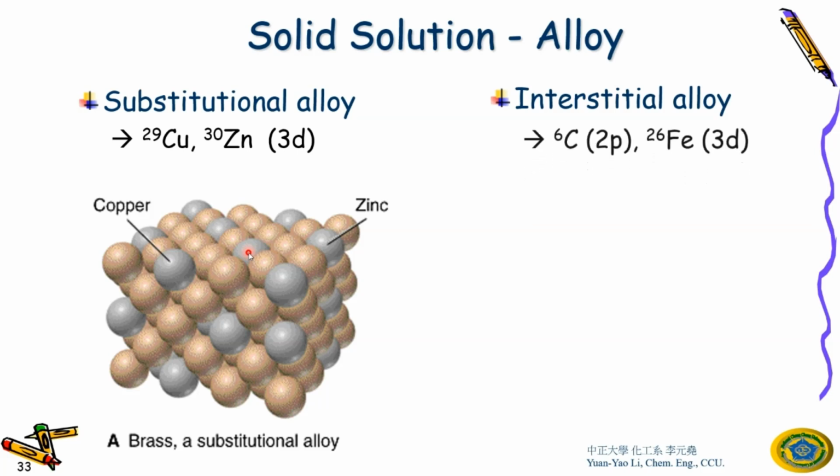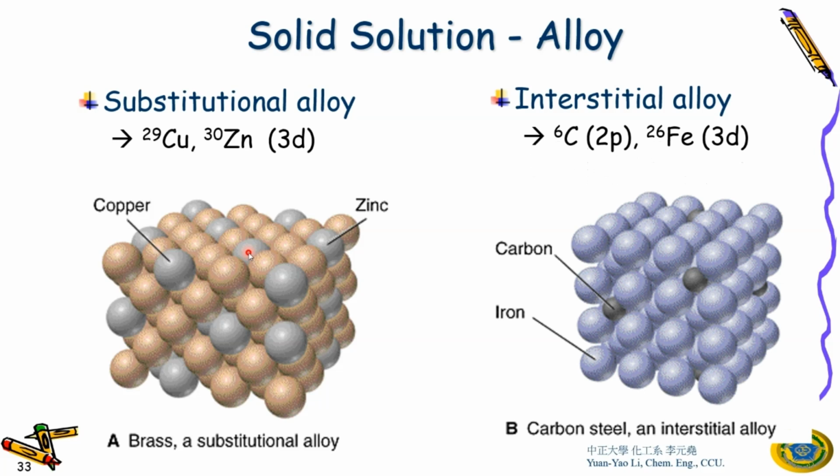However, there is another type of alloy we call interstitial alloy. Interstitial alloy means that this is an iron atom, and we understand the carbon atom will be smaller than the iron atom. So the carbon will stay in between the iron, not replace the site of iron. So this is called interstitial alloy, or interstitial solid solution.